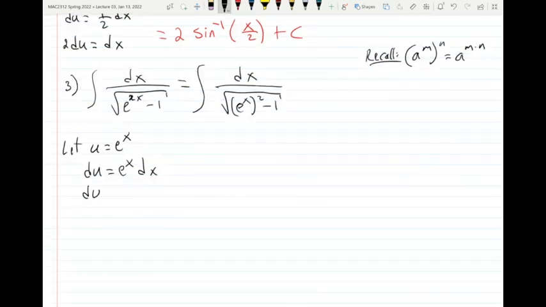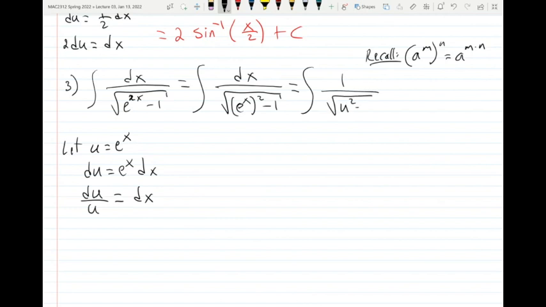So this means that if I do du over u, then I'm going to get dx. Do you understand this? Again, I just divided by e to the x, but relabeled it as u because they are equal. Okay, now we're good to go. So this becomes 1 over the square root of u squared minus 1, and then dx is du over u.